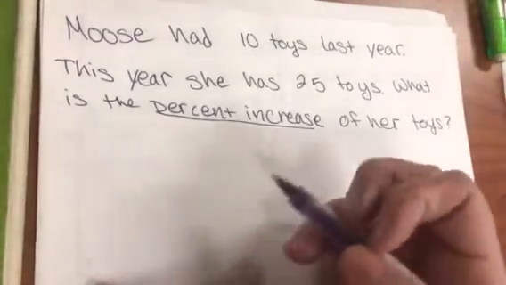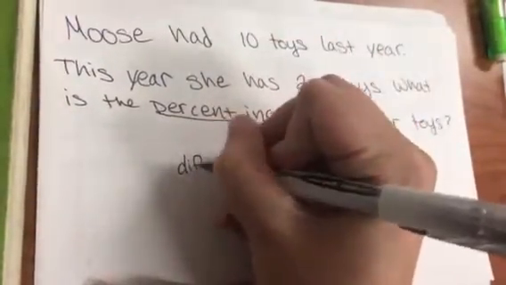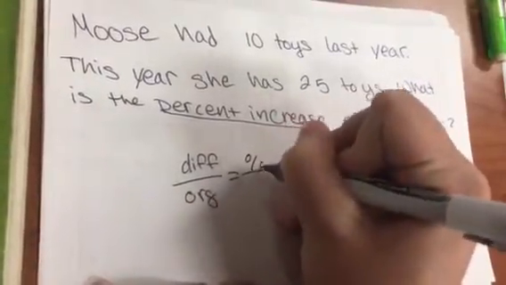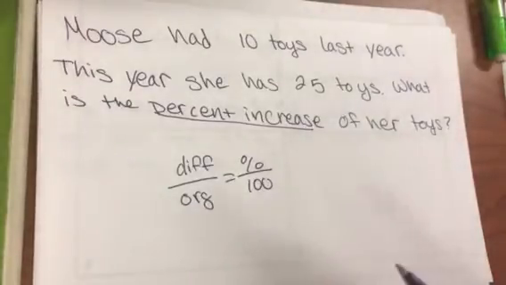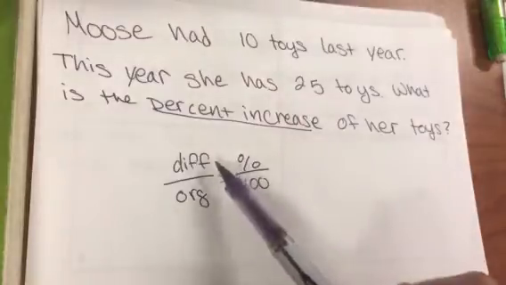So, what was the proportion that we did for percent increase? Difference over original times 100. Difference over original, I'm going to do the proportion equals percent over 100, just so that you guys see this. I usually say the part that's different over the 100.